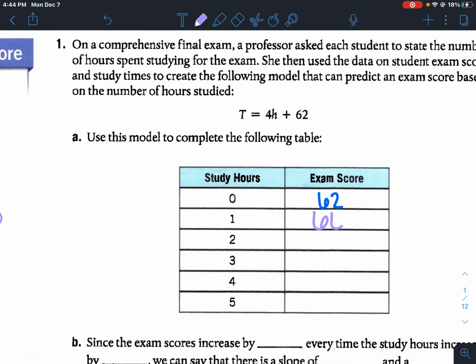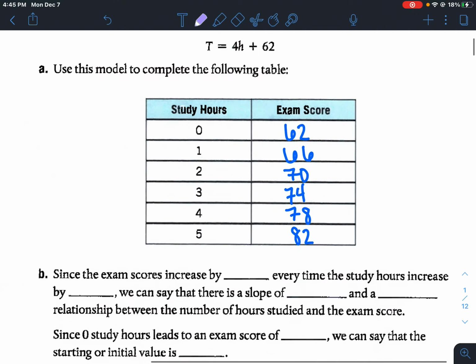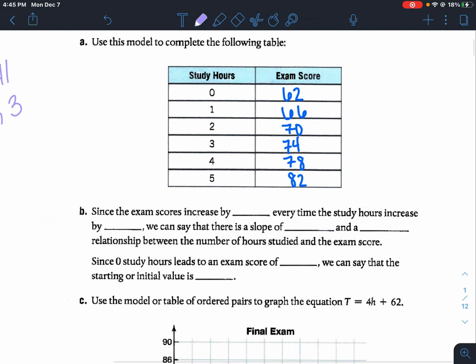So then we have 66, 70, 74, 78, and 82. Okay, so now that we have that filled in, part B, since the exam scores increased by what every time? They increased by 4 every time. So hopefully you notice that pattern.